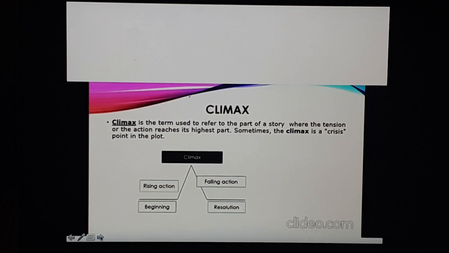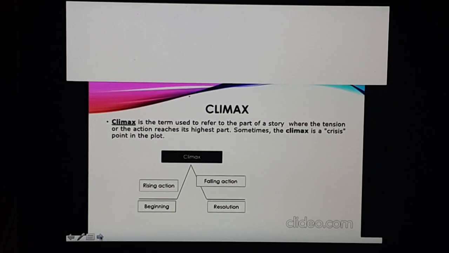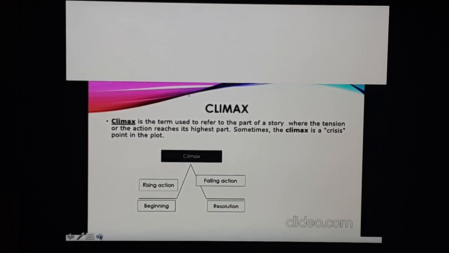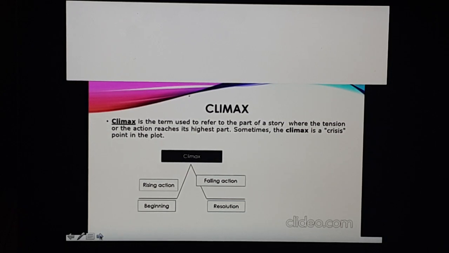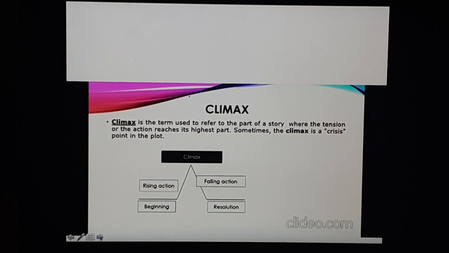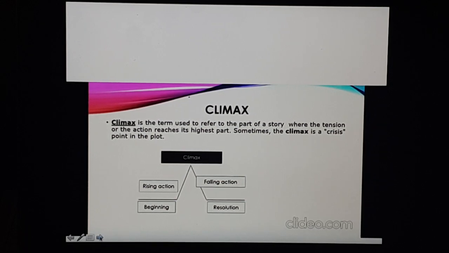Now he thinks about some ideas by which he could get his caps back. So that is the rising action. Suddenly he hits upon an idea. That is when he gets the idea how to bring back his caps. That is when the falling action begins. He has got an idea, and now he will work on that idea. And last is the resolution.